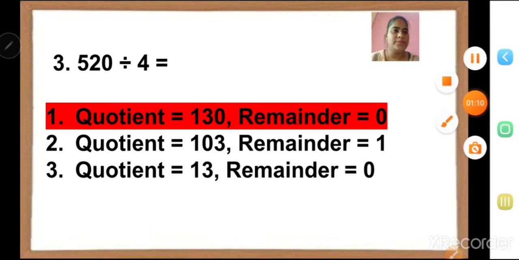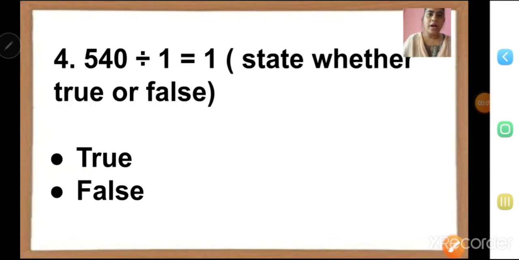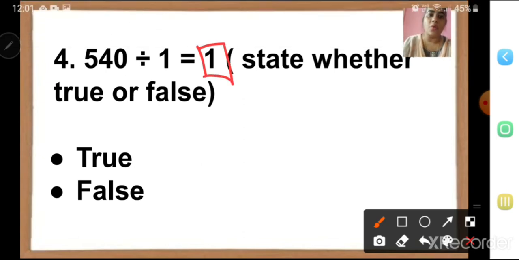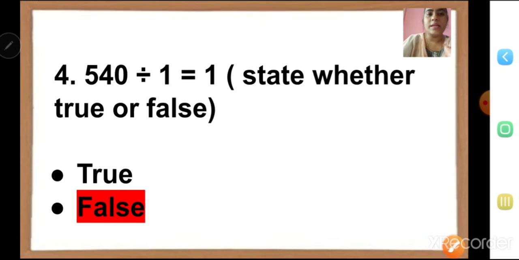Got it? Next question is 540 divided by 1 is equal to 1. State whether true or false. Now children, look at the statement. Okay, a number divided by 1. What you will get the answer? The number itself. Correct? It is one of the properties of division. But here what answer is given? It is 1. So that means it is wrong. The statement is false. Right children? So you will tick the correct option.